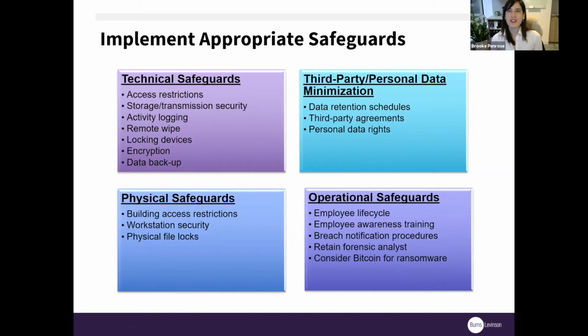All right, so you understand your organization's data, you've drafted a wonderful set of policies meant to protect the data, but none of this really matters if only a handful of people at the organization are aware these policies exist. So the final step is to implement technical safeguards, physical safeguards, and operational safeguards, as well as potentially adopting more of a data minimization approach with respect to personal information, which can often be just as much of a liability as it is an asset.